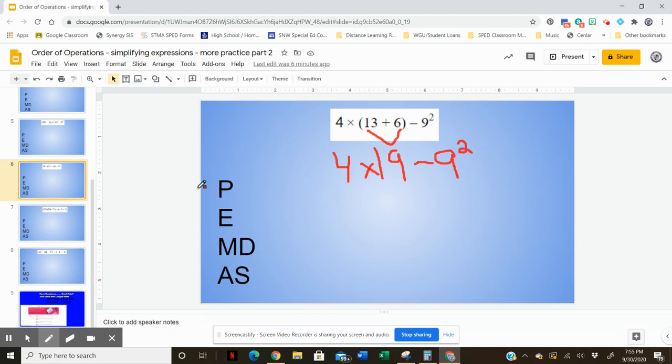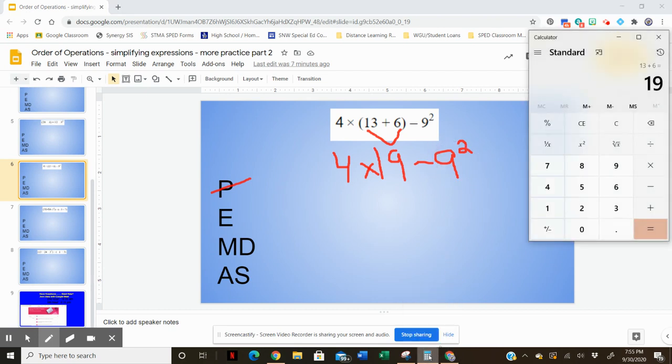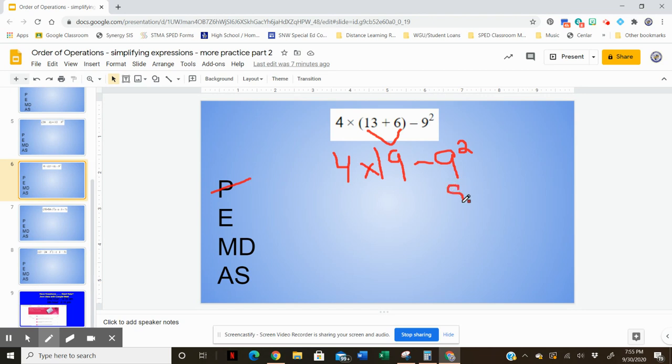I'm going to look, I have no more parentheses. I'm all done with that. So my next step is going to be looking for my exponents. I have an exponent right here. I have 9 squared. I'm going to pull up my calculator. I'm going to say 9 times 9 because it's telling me to multiply 9 2 times. And that answer happens to be 81. So I'm going to replace the 9 squared with the number 81 because I've solved that. I'm going to bring down my 19.